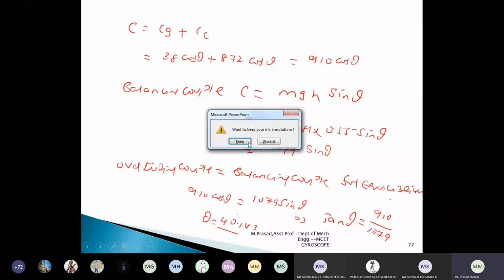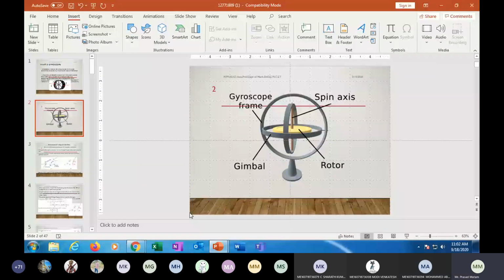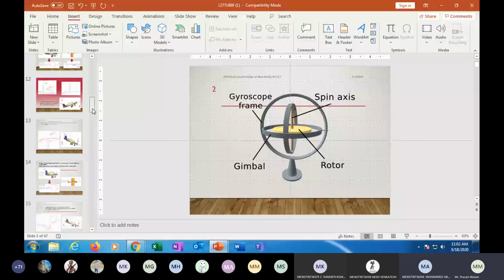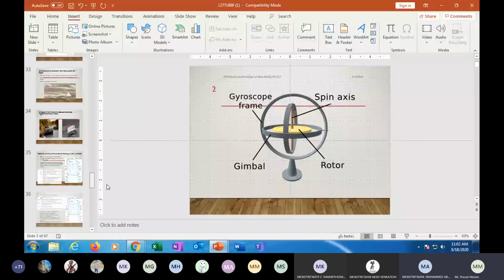Sir, which textbook have you preferred for DOM? Theory of Machines by R.S. Khurmi. That will cover both DOM and COM.